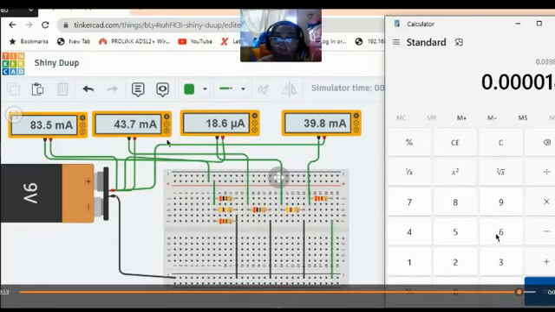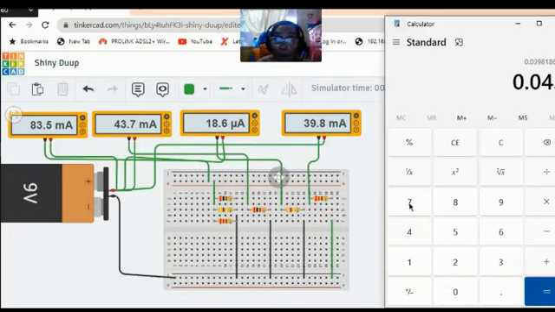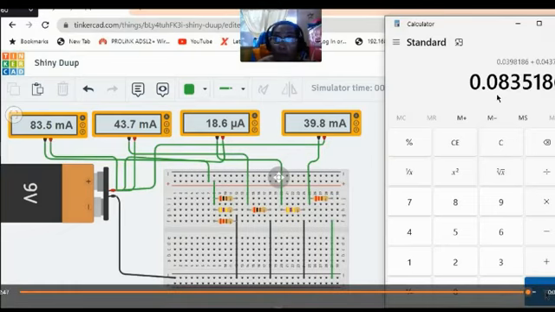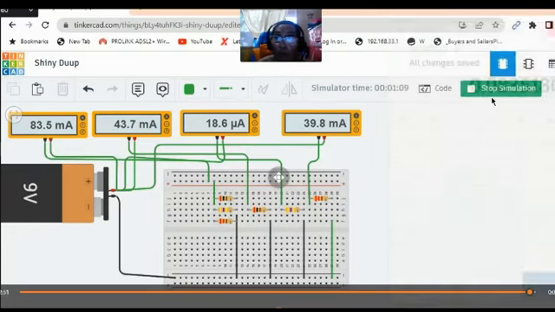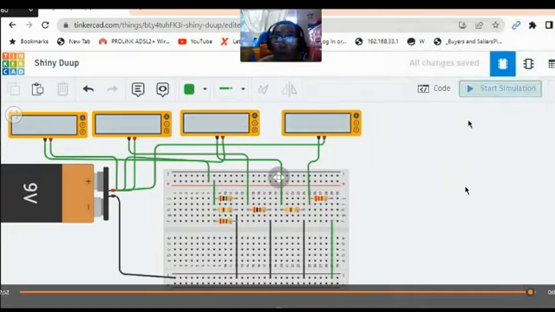If we add all these results or readings and the result is 83.5, then our way of measuring the current in every resistor is correct. So we have 83.5 milliamperes.